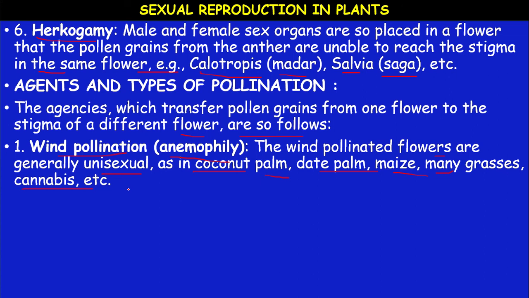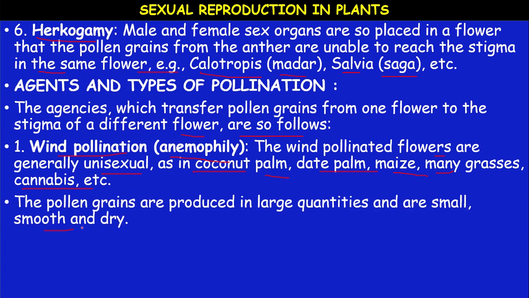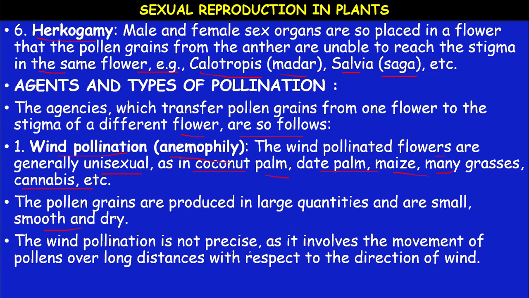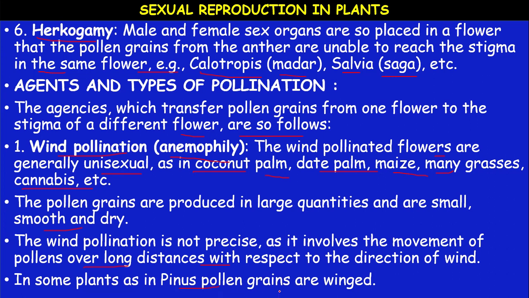Anemophily is an abiotic means of pollination by wind, and being non-directional, it is actually a wasteful process. The anemophilous flowers have exerted stigmas and anthers. The pollen grains are very light, small and dusty, so they are dry and unwettable. The stigma is hairy, feathery or branched to catch the wind-borne pollen grains. The pollen grains are produced in large quantities. The wind pollination is not precise, as it involves the movement of pollens over long distances with respect to the direction of the wind. In some plants, like Pinus, the pollen grains are winged to fly in the air.